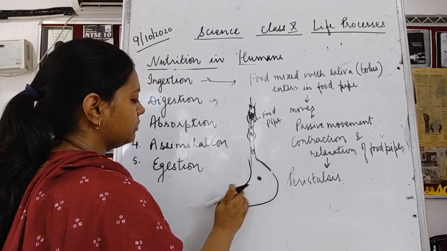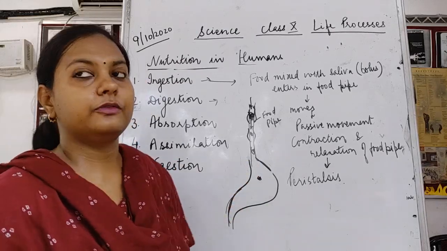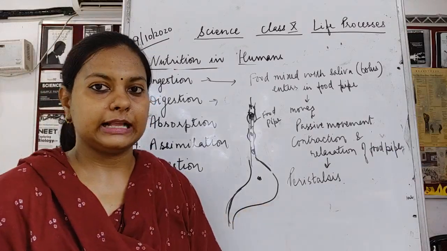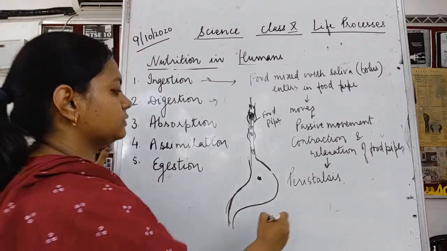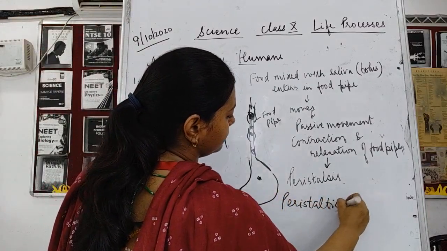So this is how the movement of the food in the food pipe is taking place, which is known as peristalsis, or it is simply known as peristaltic movement.